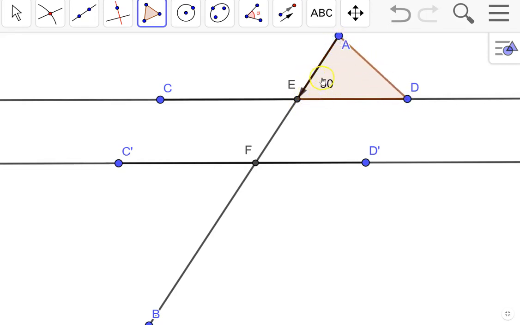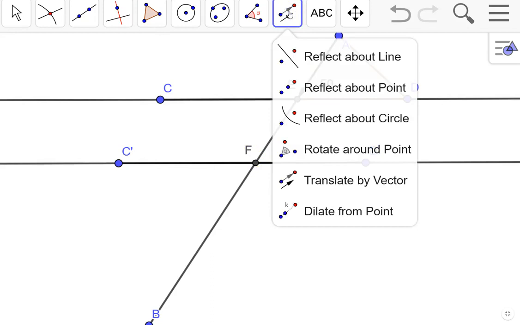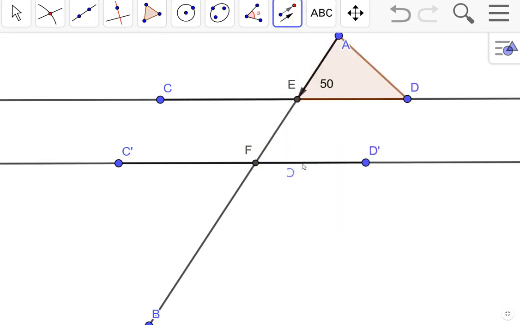So if I'm referencing this angle here and I want to find the measure of this angle here, I could do a translation of this angle and it should map right onto this angle if the lines are parallel. So if I do a translation of this particular polygon by that vector, you'll notice that boom, it lines up perfect. They are exactly 50 degrees each.